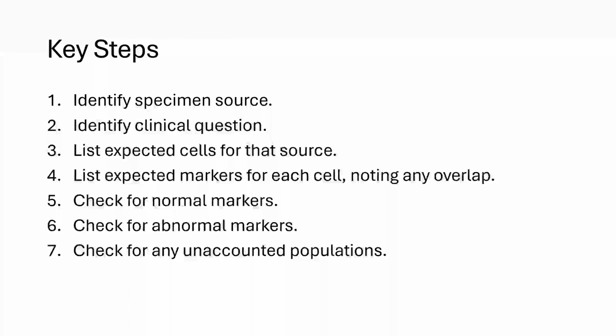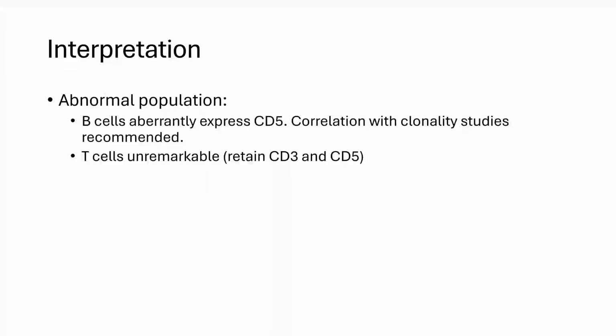After you go through these 7 steps, then you can give your interpretation. We do have an abnormal population. B cells aberrantly express CD5. We would suggest correlation with some type of clonality studies. The T cells are unremarkable. They retain normal expression of CD3 and CD5.